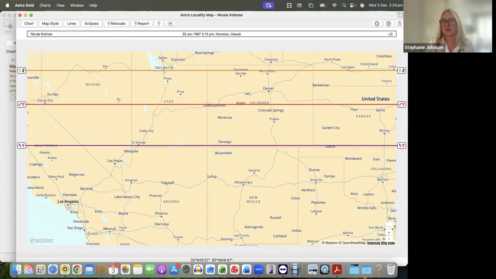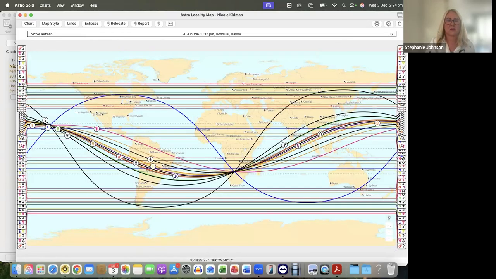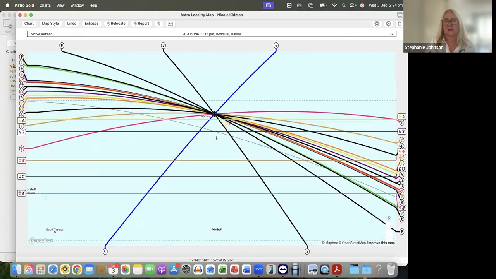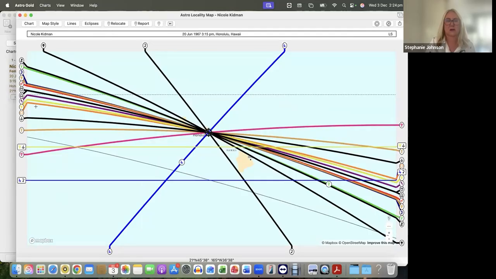And we will go back to this. See, I should have done this to find Honolulu, shouldn't I? So look, this is her birthplace. These are the local space lines for her birthplace. And if you want to follow the sun, I put mine as orange. You can really hone in.